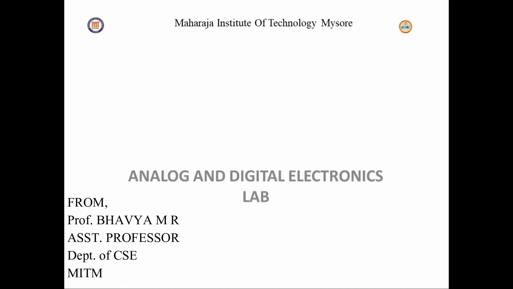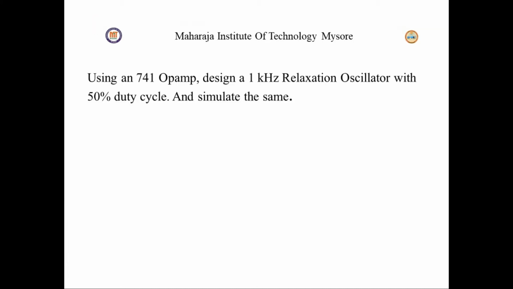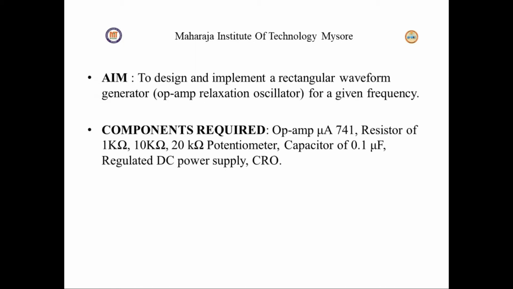So in this session, we are going to discuss the Part A second experiment using a 741 op-amp, and we need to design a 1 kilohertz relaxation oscillator with 50% duty cycle, and we need to simulate the same. The aim of the experiment is to design and implement a rectangular waveform generator for a given frequency.